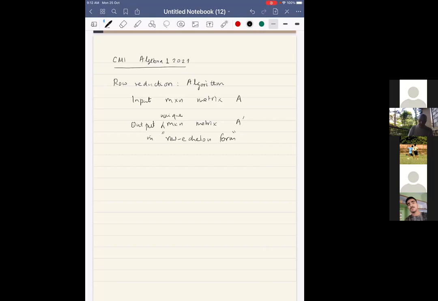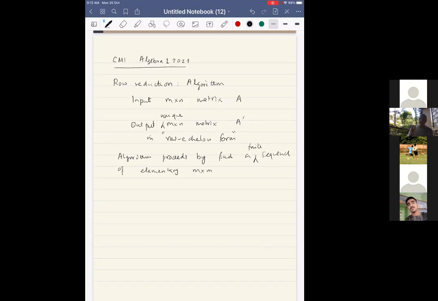And how does the algorithm work? The algorithm proceeds by finding a sequence. It's a finite sequence, but the number of elements will depend on the input matrix, of elementary matrices of size m cross m.